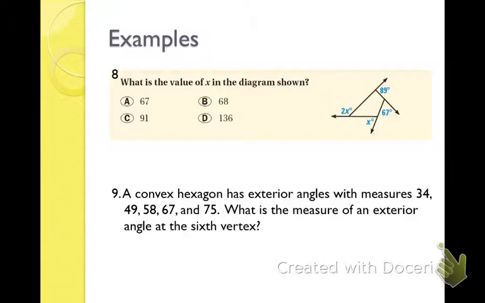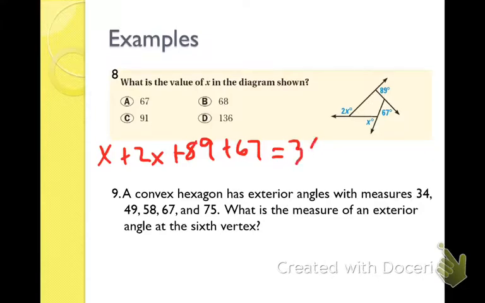Right. Or we can break it down and we add each of the angles. So it would be x plus 2x plus 89 plus 67 equals 360. Solve for x, so 3x plus 89 and 67 was 156 equals 360.